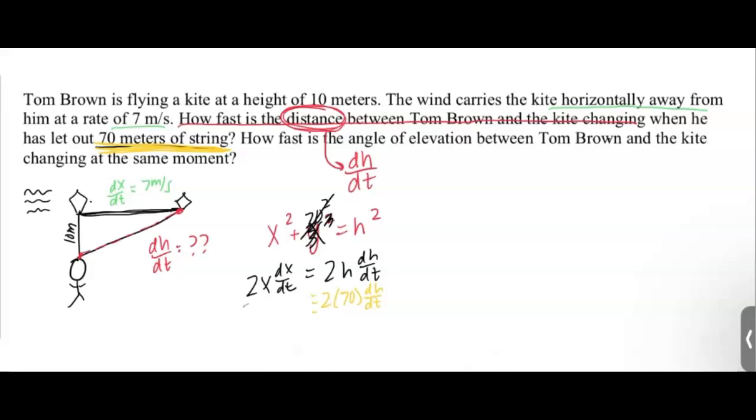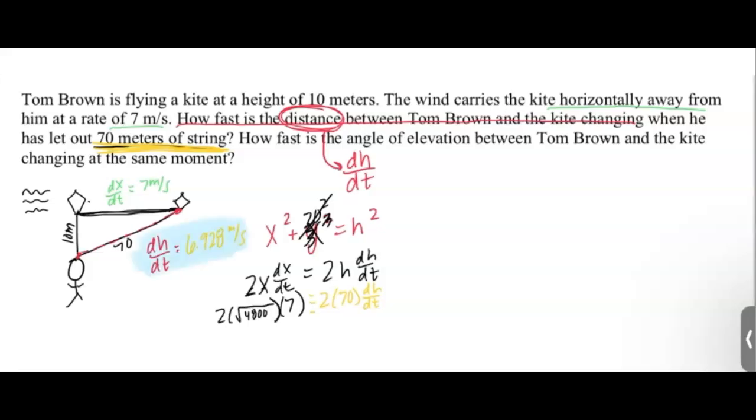We can calculate with the Pythagorean theorem what the x is when the hypotenuse is 70, and we are given the dx/dt. So see if you can solve the rest of this without the video, but then play to check your answer. Alright, after plugging in and solving for dh/dt, that is how fast the kite is traveling away from Tom Brown when he has 70 meters out, the instantaneous rate that it's traveling.